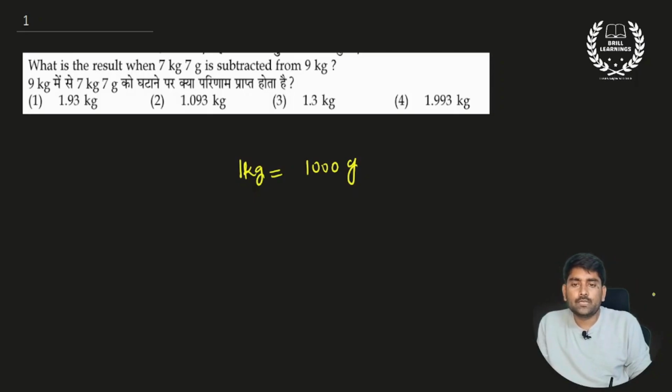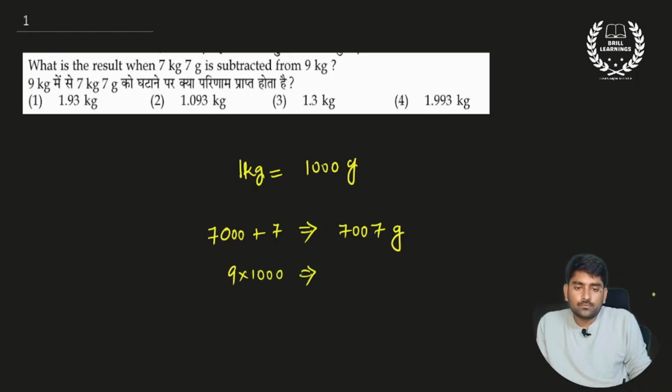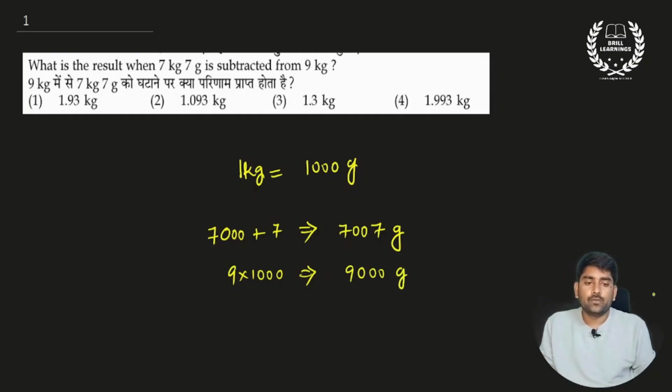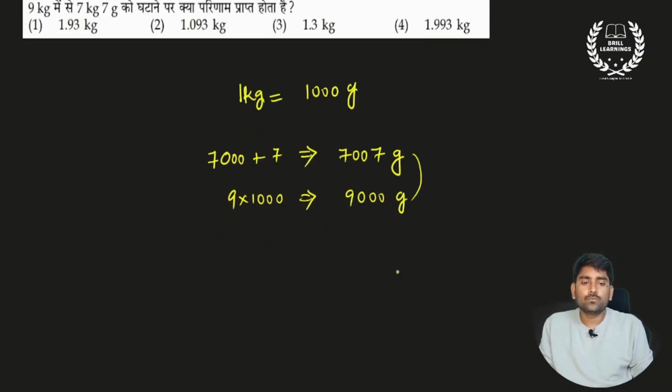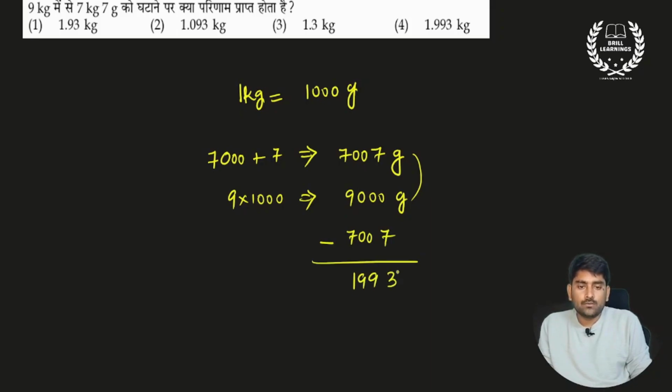So here 7 kgs and 7 grams is given. So 7 kgs gives us 7000 grams, plus they have given 7 grams also. Add those two values, 7000 and 7 grams, and convert this 9 kg into grams. We will get 9000. Deduct this 7007 from this. So 3, 9, 9, 1.